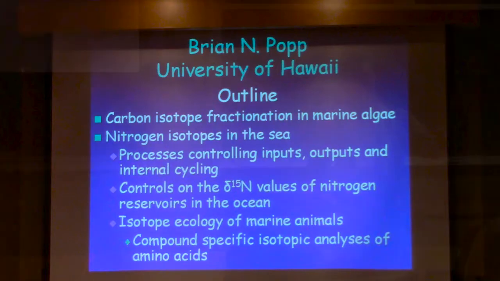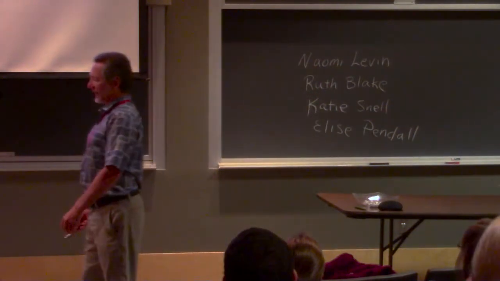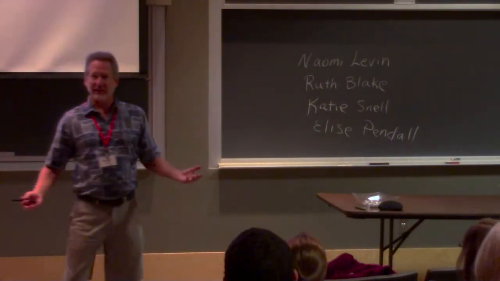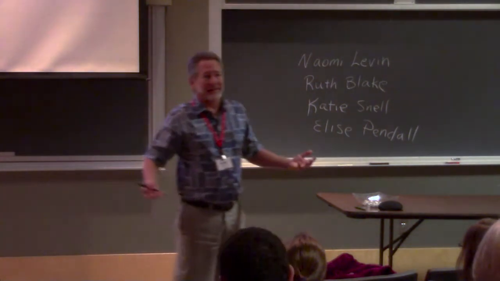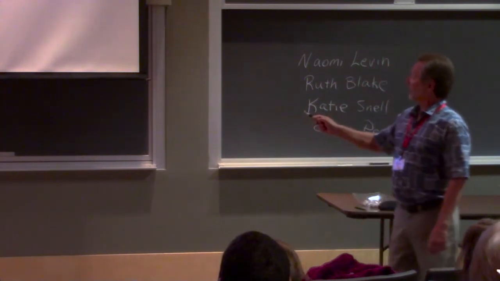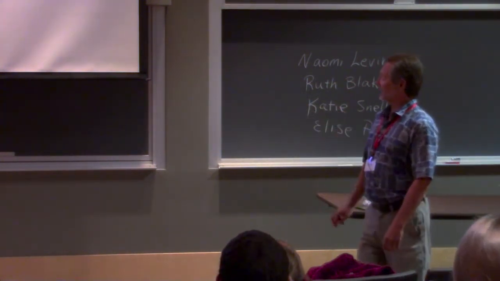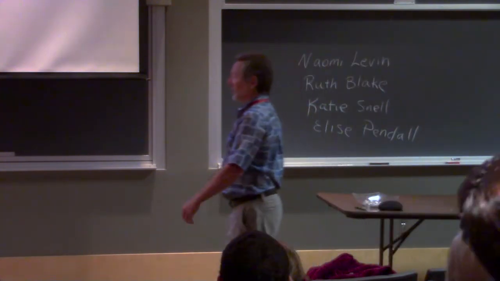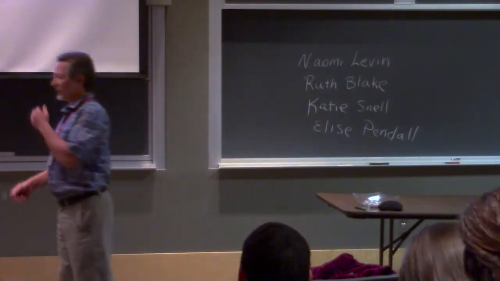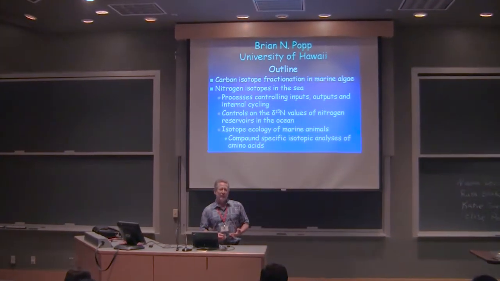And as Jim mentioned, I'll draw parallels with terrestrial plants, the flux of CO2 in and out of the cell, or the plant, and what controls that. Then we'll move into nitrogen. We'll talk about the processes that control inputs, outputs, as well as internal cycling, as well as the isotopic composition of nitrogen in different reservoirs, and what the processes are that control those values.